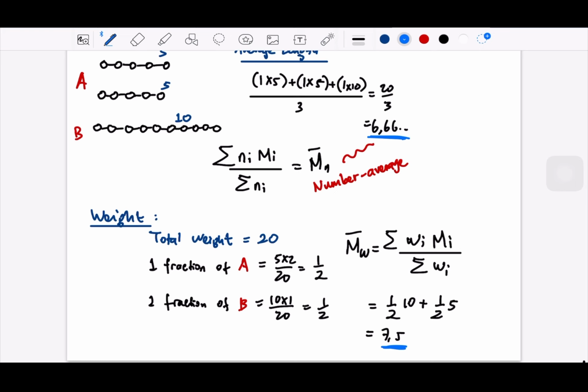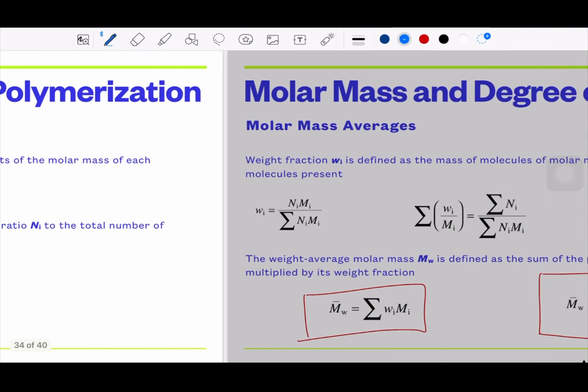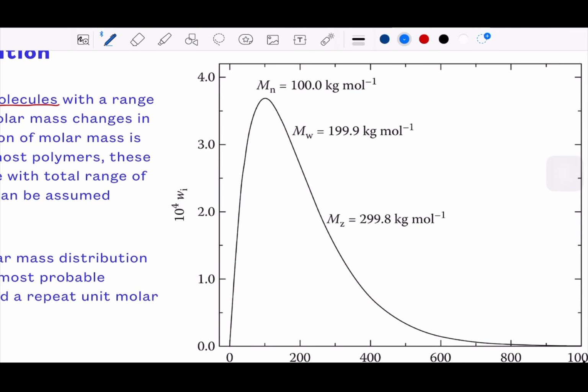And typically for the polymer property, mostly they need to be bigger on this molecular weight average. So what we've seen here is we have a big number, right? And for the number average, this is 100, this is 199. And there's another category, the MZ, but I think I'll skip this for our course. We just focus on these two, MN and MW.